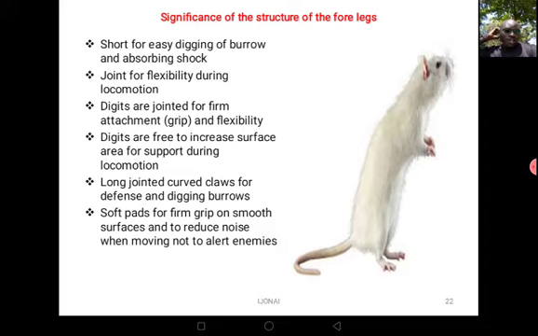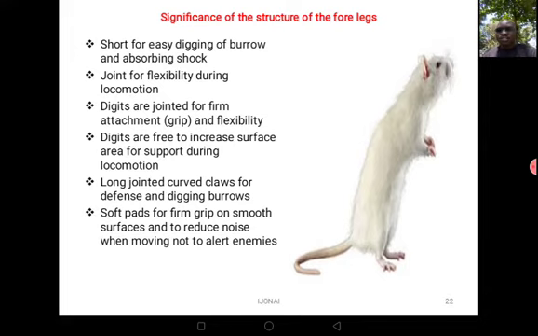So let's look at the adaptations of the forelimb. What is the significance? The forelimbs are short for easier digging of the burrows and absorbing shock. So during jumping, they are shorter to absorb shock as well, and also for digging the burrows. Short and stout. They are jointed for flexibility. And then their digits are also jointed, and they are for flexibility.